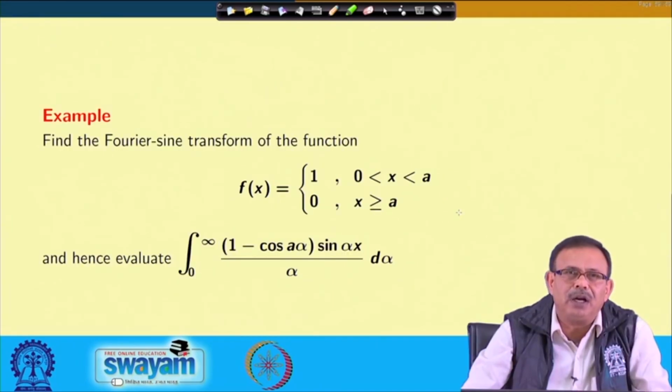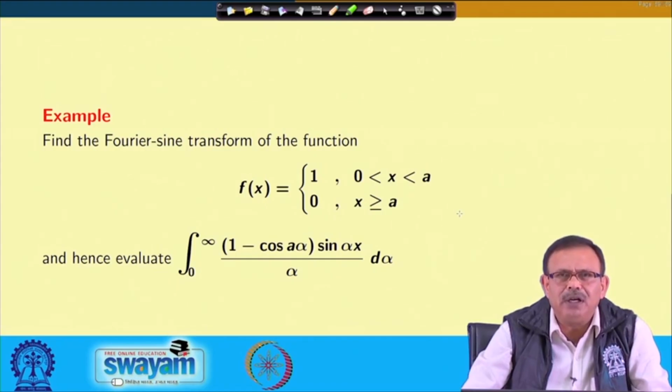Now, let us take another problem. We want to find the Fourier sine transform of the earlier function, and we want to evaluate the integral. Please note one thing: not only are we evaluating the Fourier sine or Fourier cosine transform of a function, but simultaneously, using this Fourier cosine or Fourier sine transform, I can evaluate the value of some integral which may become difficult to evaluate using the normal integration processes. So, therefore, it has double advantages.